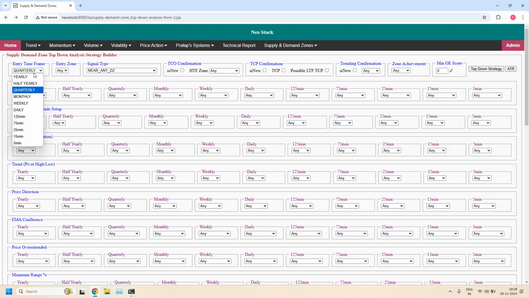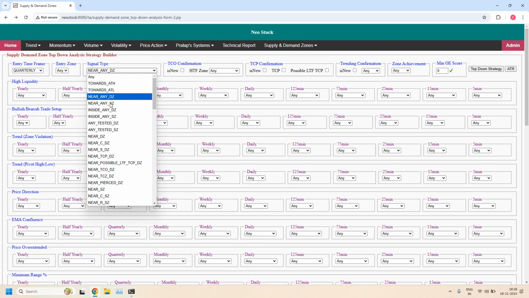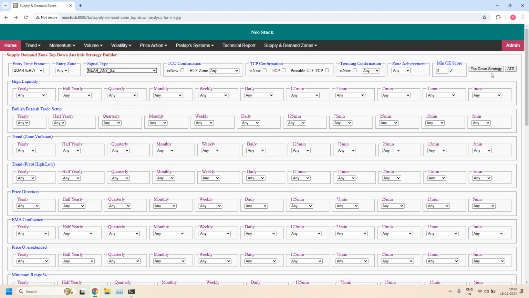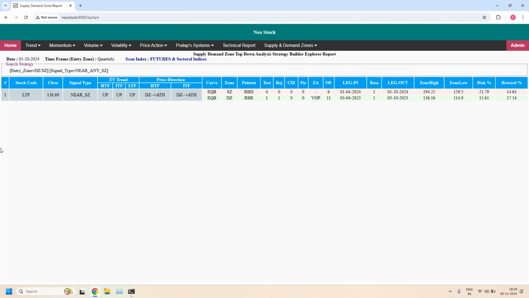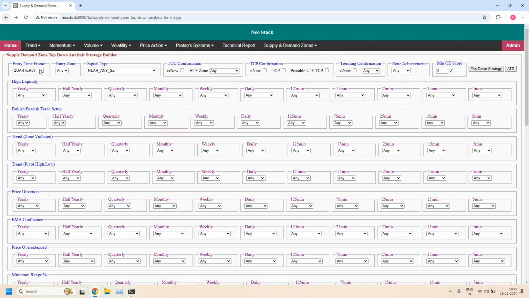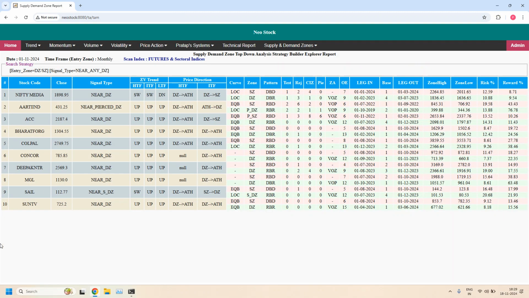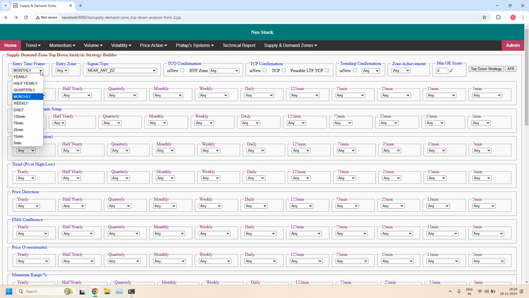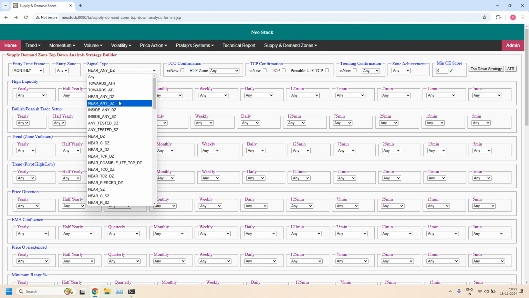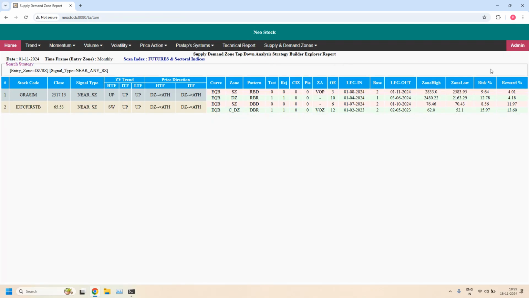Next, quarterly time frame. Stocks near quarterly supply zone. 1 stock is filtered. Next time frame is monthly. Stocks near monthly demand zone. 10 stocks are filtered. Next, monthly time frame. Stocks near monthly supply zone. 2 stocks are filtered.